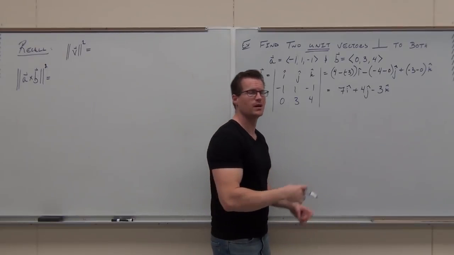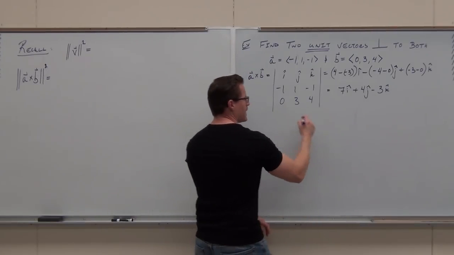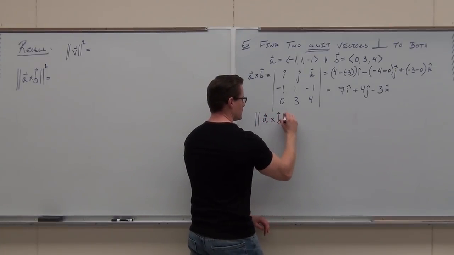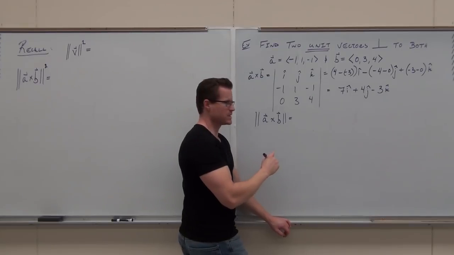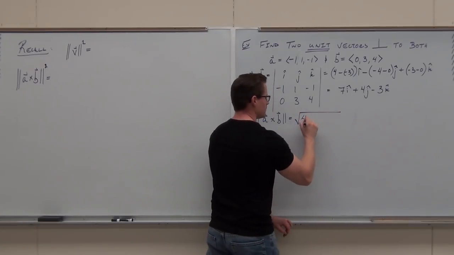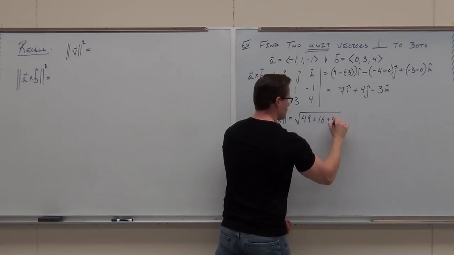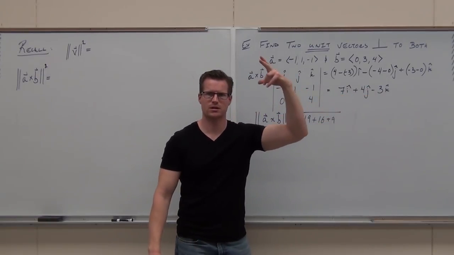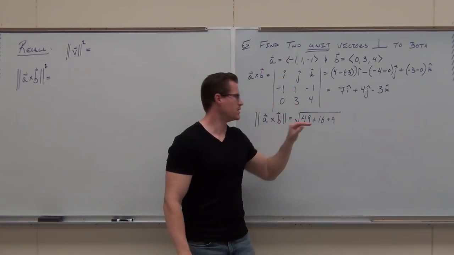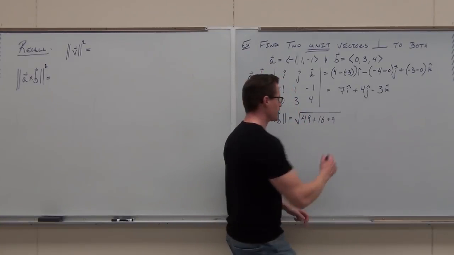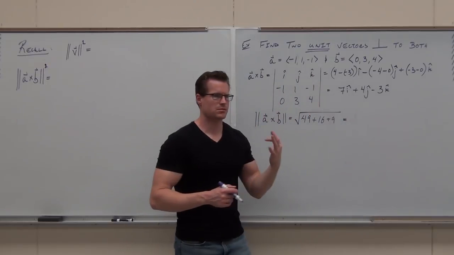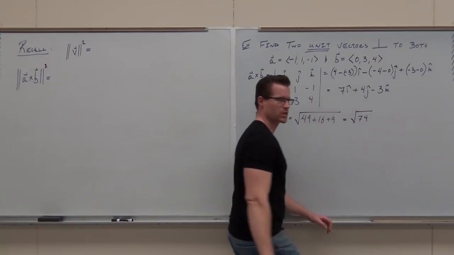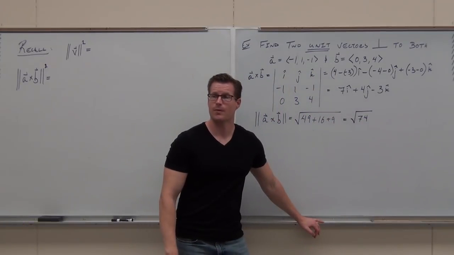So if you haven't done it already, we're going to do it now. The magnitude of A cross B, pretty easy to find. 49, 16, 9. We take the squares, add them, square root them. Never a negative in there, it doesn't even matter. Double check, 74? Perfect.